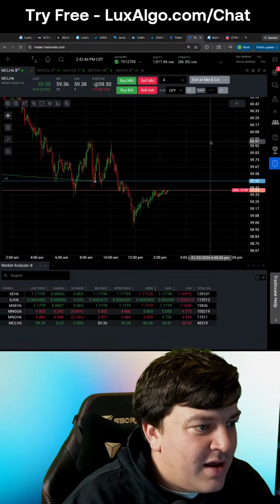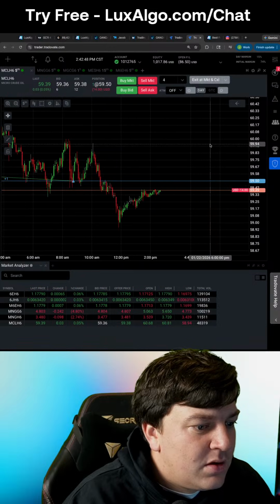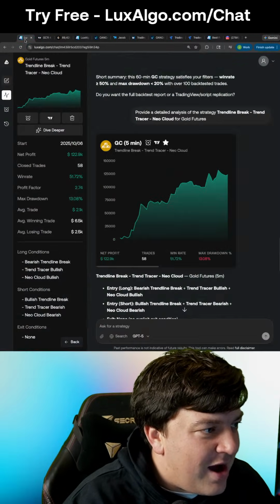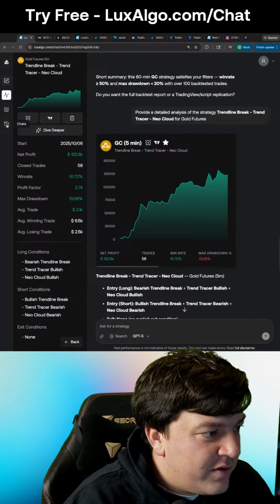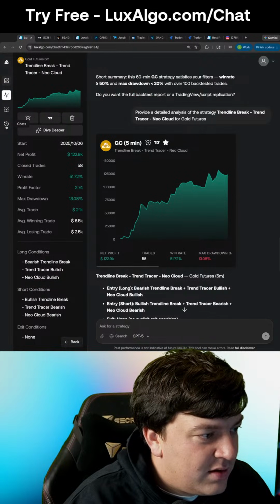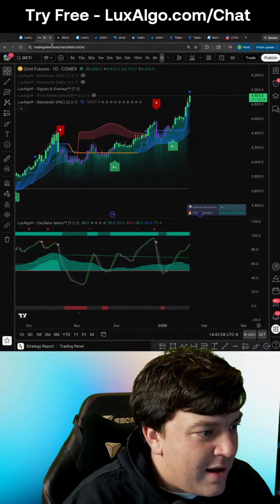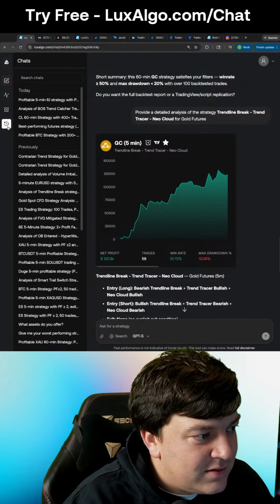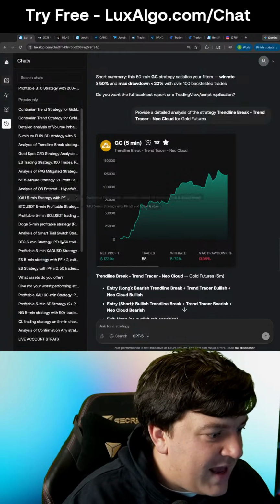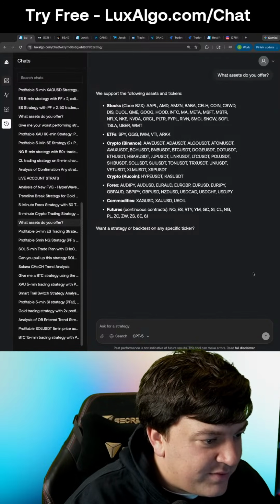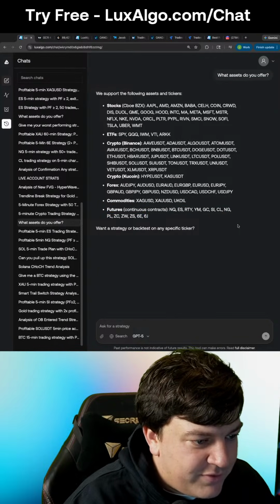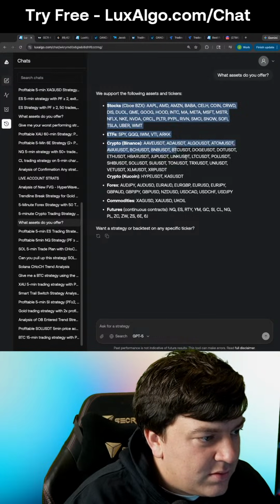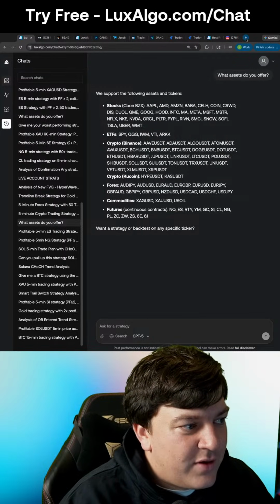So let's go ahead and switch out a strategy. There was a strategy I wanted to play around with a bit for 6E, I think. Hold on real quick. Let's look at the assets again. What assets do you offer? Okay, so here's all our assets that we offer. You can use any of these and find strategies for it.